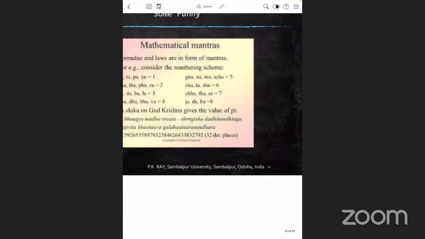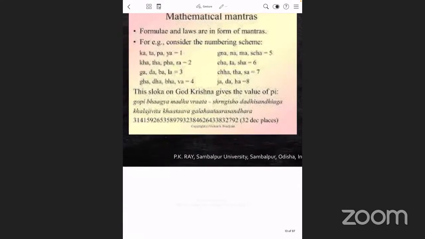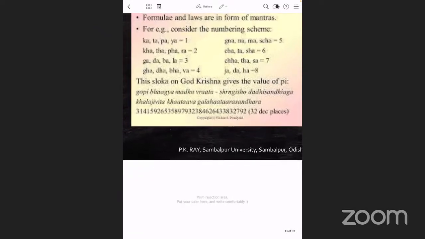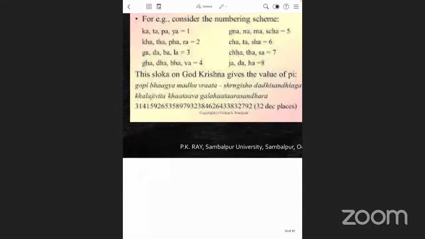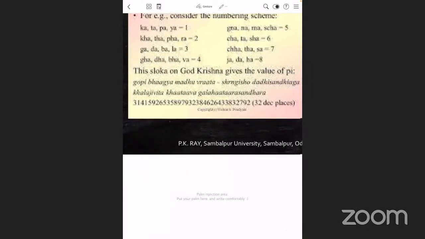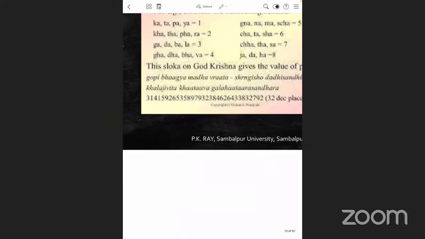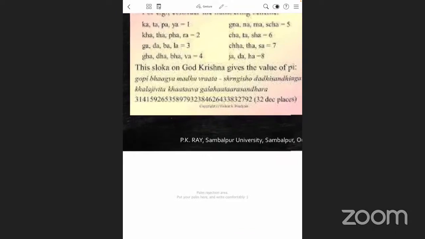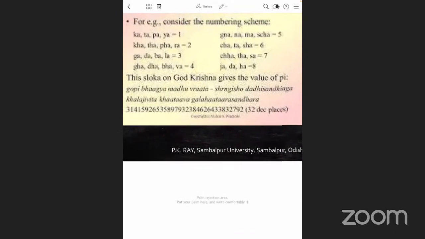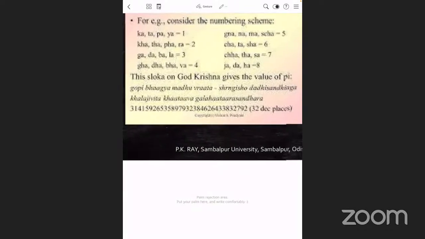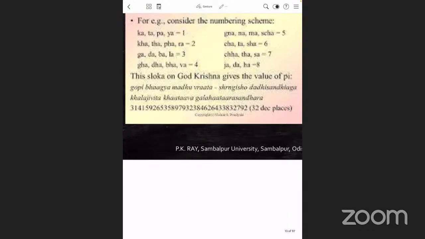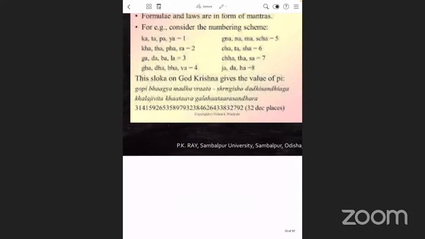So using this, there is a sloka on God Krishna. This gives the value of pi. You see, 3.14 up to 32 decimal places. This is the sloka, Gopi Bhagya, Madhuvrata. Okay, so if we take Go, Pi, Bhagya, and arrange the letters in terms of numbers, you will find that this gives the value of pi in 32 decimal places.